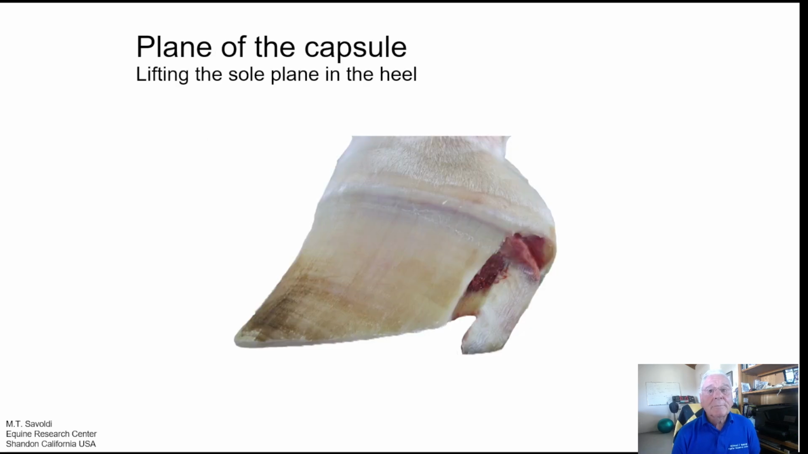The plane of the capsule. Lifting the sole plane in the heel area. You notice I did not say lifting the capsule. Lifting the sole plane. Very important to understand, because our sole plane is our base. This is the base for the foot, for the whole animal right here.